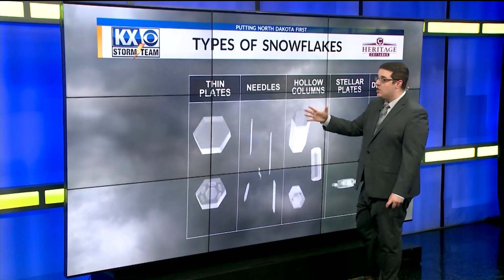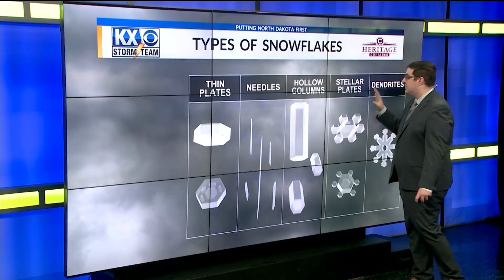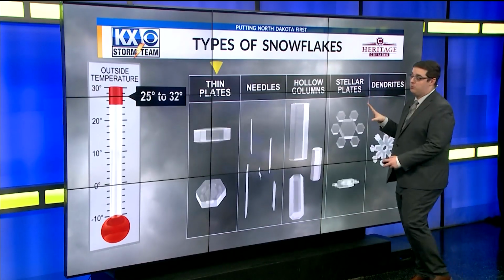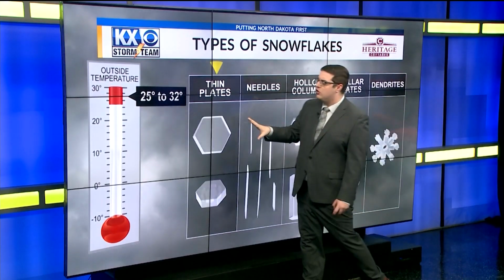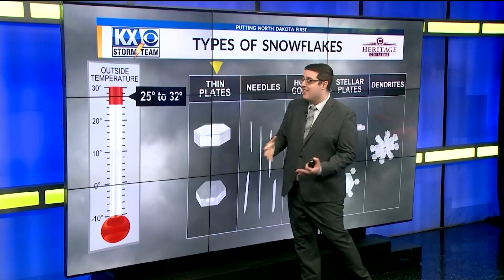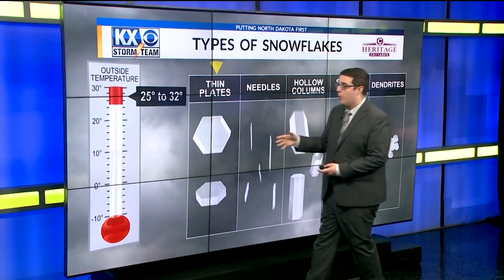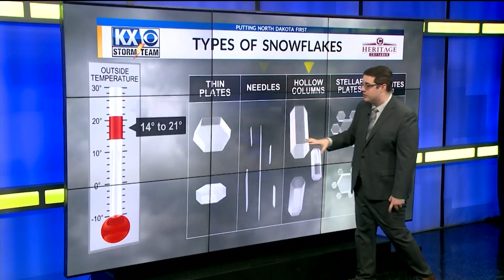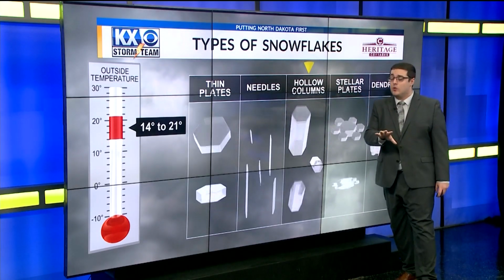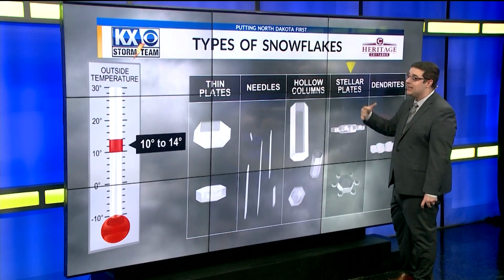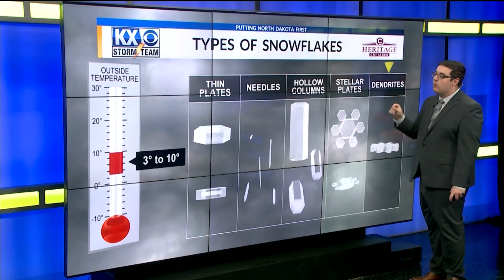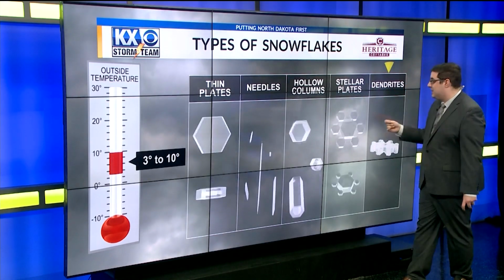And well, there are different types of snowflakes when it comes to snowfall. We have thin plates, needles, hollow columns, stellar plates, and dendrites. Well, we talk about temperatures to see the different types. When we're sitting right around 25 to 32 degrees outside, that's when we'll see these thin plates form. We drop the temperatures a little bit more, 21 to 25 degrees, we start to see needles. When we get to about 14 to 21 degrees outside, hollow columns. Now we get down to 10 to 14 degrees, we start to get those stellar plates, and then right around 3 to 10 degrees, we start to see those dendrites.